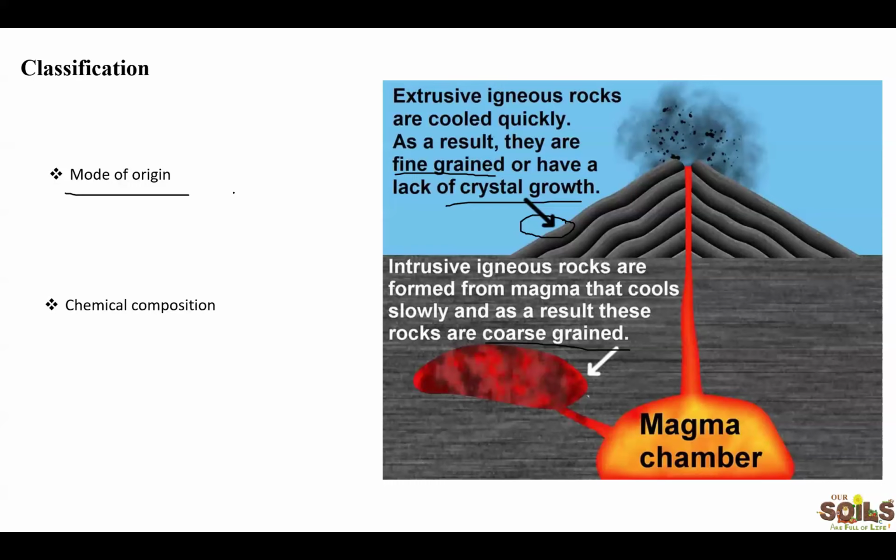So based on the origin, igneous rocks are classified into extrusive and intrusive. Extrusive means outside: the rocks formed above the earth's crust or surface. Due to the ejection, they are formed above the earth's surface, lack any crystalline growth, and are very fine grained. Intrusive rocks are formed below the earth's surface or crust. They are formed from magma that cools down slowly, and as a result they form coarse grain structures.